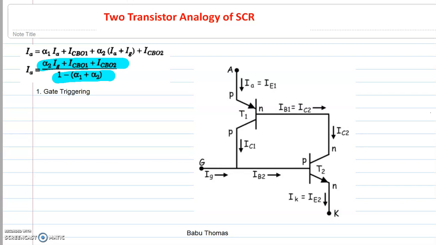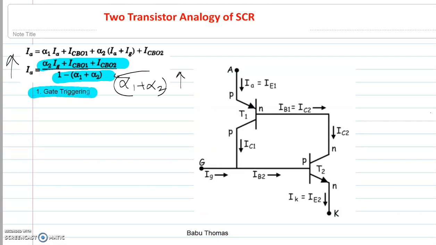So here our intention is to make alpha 1 plus alpha 2 approach unity. When it is approaching unity, that means the denominator approaches 0. That means the anode current IA increases and therefore the device goes into the conduction mode. Now this concept is being explained with the help of the gate triggering circuit.